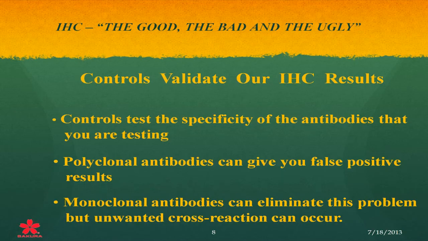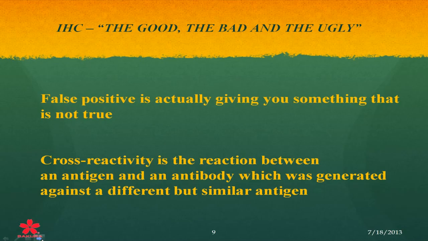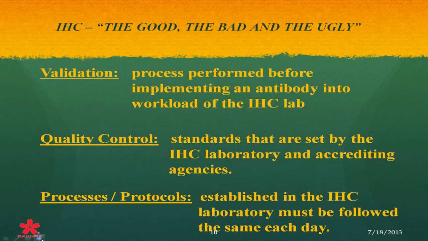Controls validate our IHC results. Controls test the specificity of the antibodies that we're testing. The polyclonal antibodies can give you false positive results. Monoclonal antibodies can eliminate this problem, but unwanted cross-reactions can occur. False positive is actually giving you something that is not true. Cross-reactivity is the reaction between an antigen and an antibody, which was generated against a different but similar antigen.